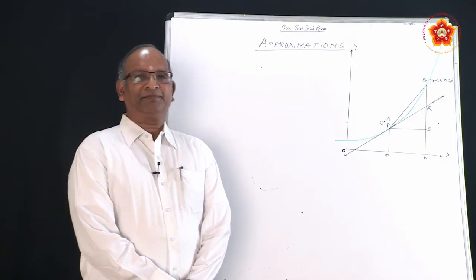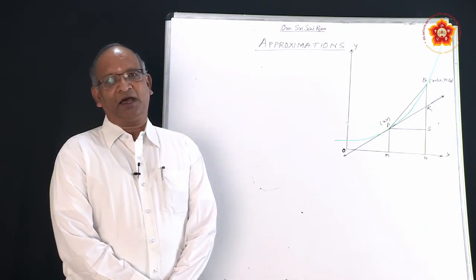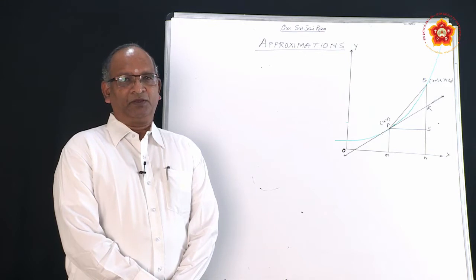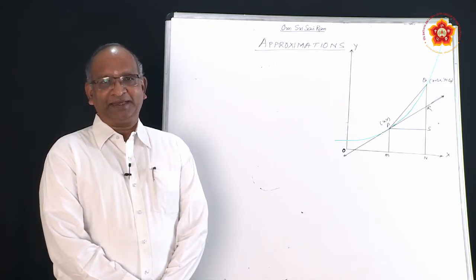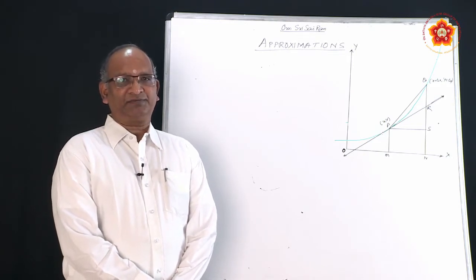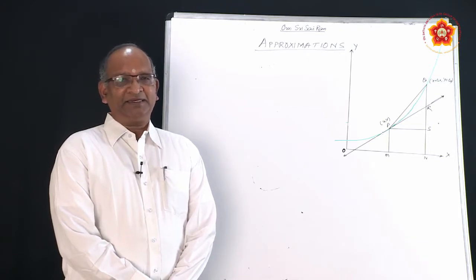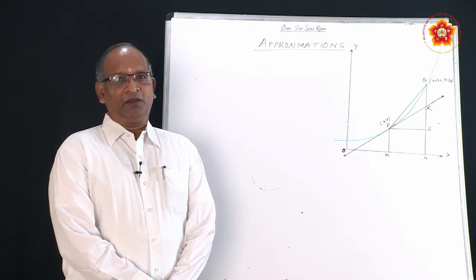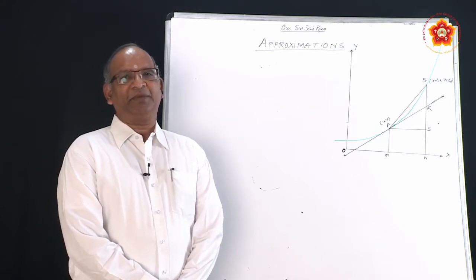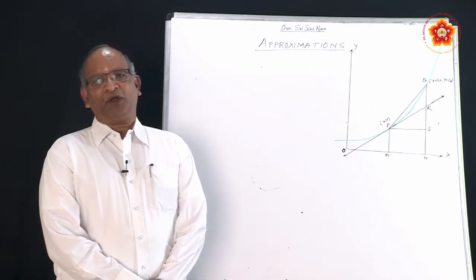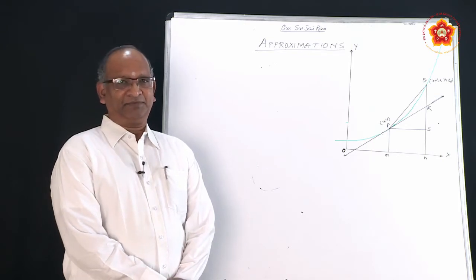We are discussing the chapter on applications of derivatives. We began with rate of change, followed by increasing and decreasing functions. And in the previous session, we have discussed about tangents and normals. Moving further, today we are going to discuss approximation. What does this approximation actually mean? What do you mean by that?